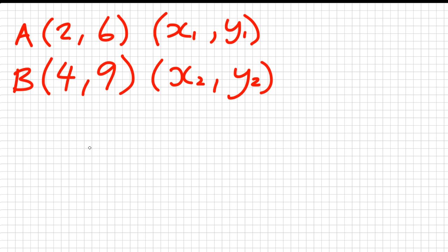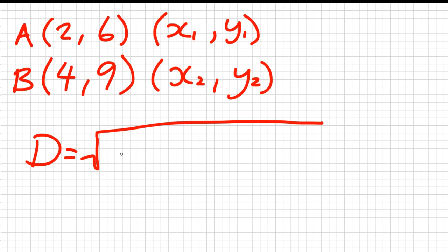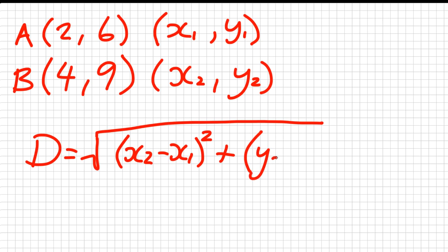Now the reason I've just assigned these numbers an X or a Y is because there's an equation that we use to find out the distance between these 2 points. So I'm going to say D for distance equals the square root of, so this is the equation, X2 minus X1, and that's squared, add Y2 minus Y1 squared.